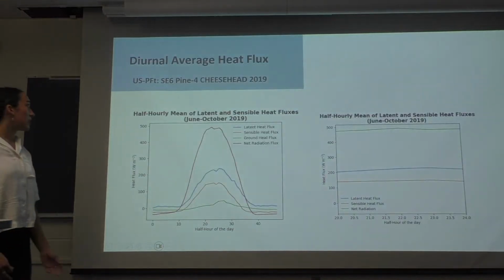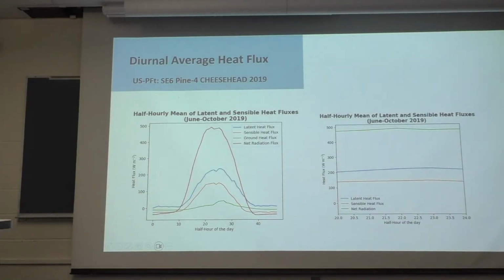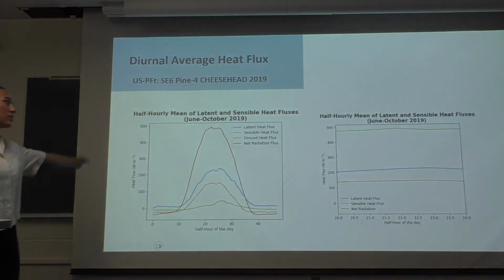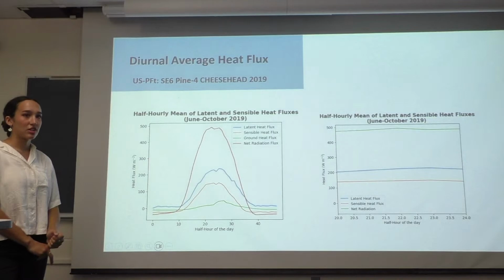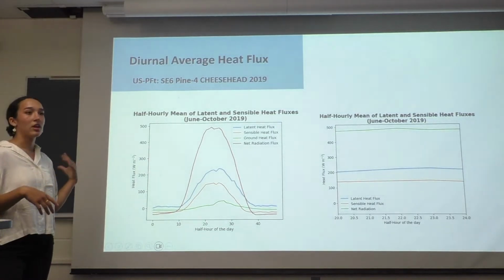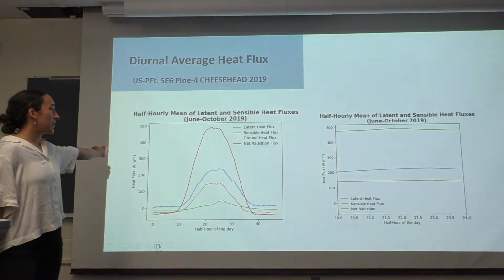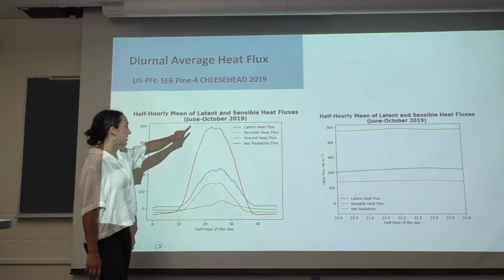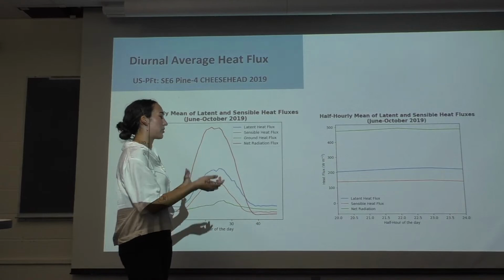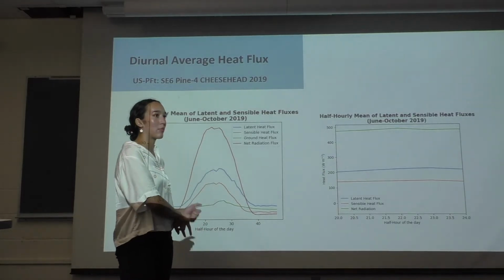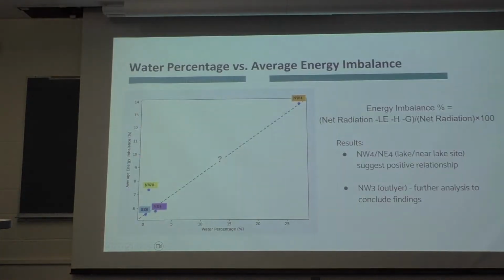The second methodology that I used was looking at the diurnal average heat flux at the 4 different sites. So what I did was I took latent, sensible, ground flux, and then also looked at net radiation, and I specifically averaged this just between June and October, so just looking at the summer, to create this figure. And then because energy imbalance is highest at midday, I shortened the time period to just look at 10 a.m. to 12 p.m. And from there I calculated the energy imbalance at each of the 4 sites.